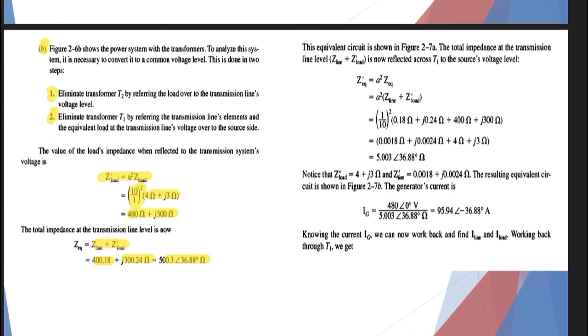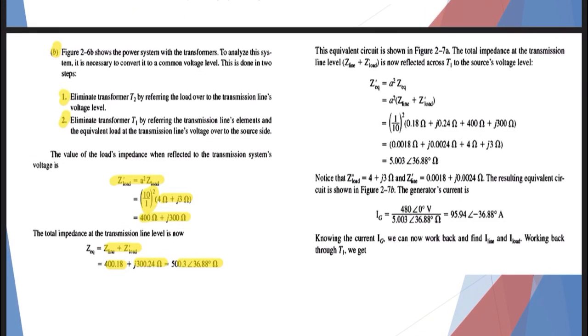Now the equivalent circuit is shown in figure 2.7. We'll see the figure. The total impedance at the transmission line level, Z line plus Z load dash, is now reflected across T1 to the source. We'll use T1 now to the source generator. So again, the same equation here: Z equivalent equals a square Z line plus Z load. We have to add the line with the Z load.